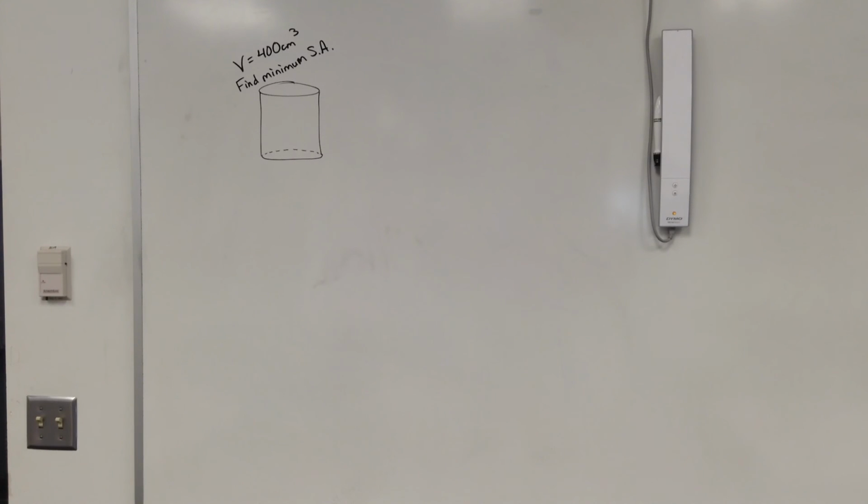Okay, in this situation, we know the volume of a cylinder is 400 cubic centimeters. That could happen a lot of different ways. We need to figure out the way that minimizes the amount of material used to create that cylinder, or in other words, minimize our surface area. Okay?